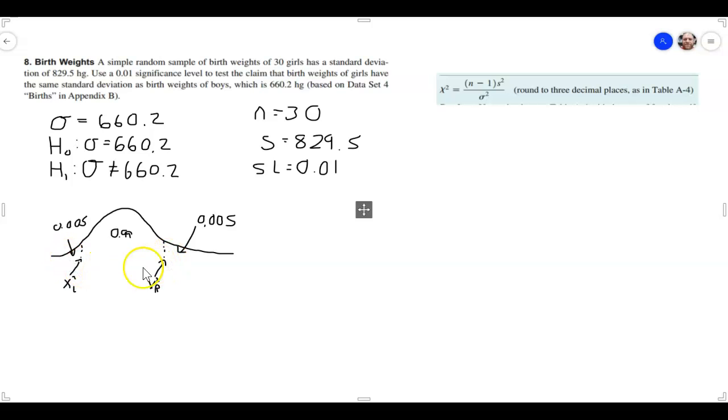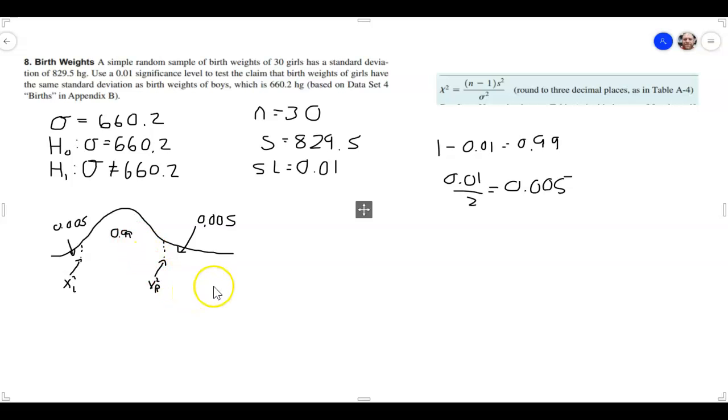divided by 2 and split into the two tails. So I could just do 1 minus 0.01, whatever that significance level is, which is 0.99. That goes into the main body, and then whatever the remainder is, which in this case is the significance level, divide that by 2, which is 0.005, and each one of those goes into my tail.